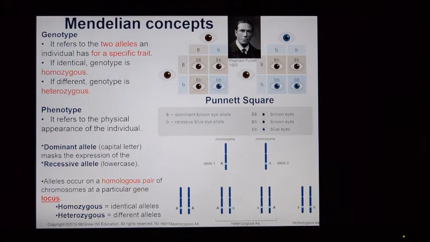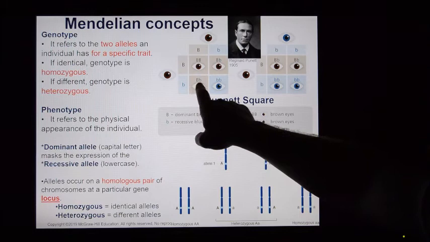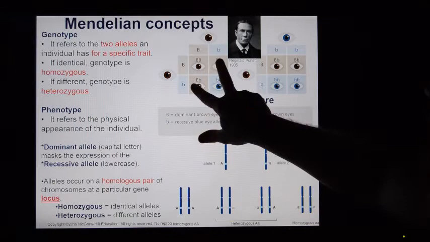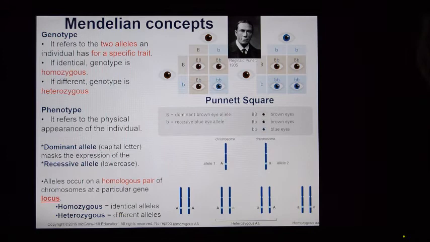But if you get one from mom and dad gives you a blue eye gene, well, hey, guess what? You're still going to have brown eyes because it's a dominant trait. If mom gives you a little b and dad gives you a big B, you still got brown eyes. It doesn't matter if you're homozygous or heterozygous. If you have the dominant trait, you will express that dominant phenotype. Period. The end. All right? The only time there will be variation is if you get a pair of recessive traits.